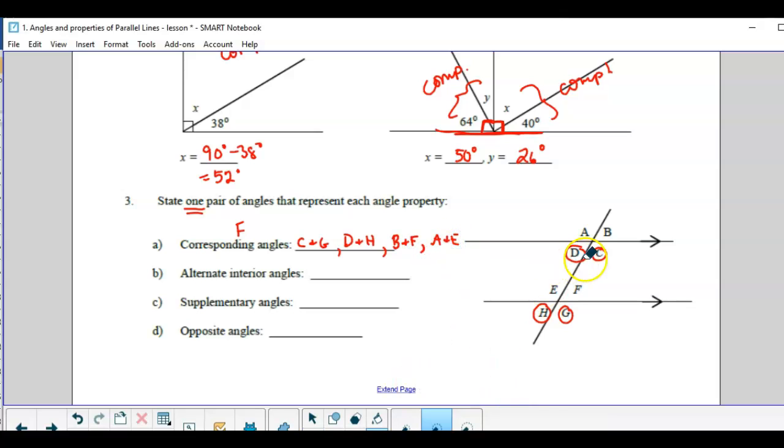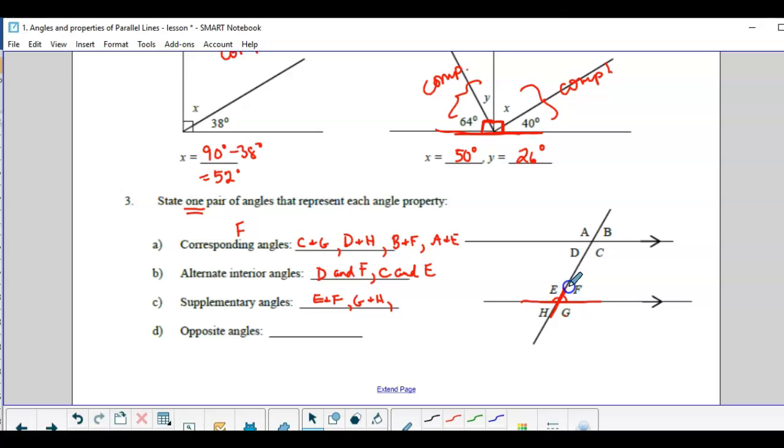Okay, and then let's erase that. Let's look at alternate interior angles. So alternate and interior, they have to be inside, so that would be D and F, and then C and E. And then supplementary angles. Supplementary add to 180. So there's a lot here because basically you look for any straight line. So E and F, and G and H.